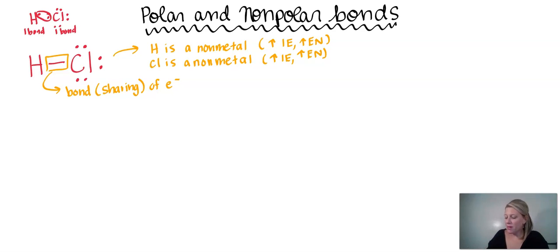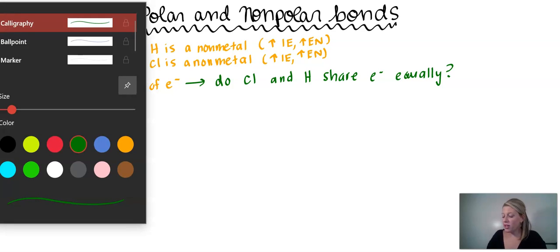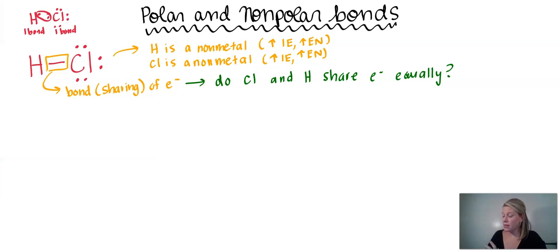And so the question becomes, how do I know if these are being shared equally? Do Cl and H share their electrons equally? How are we going to figure that out? We have to backtrack to the periodic table unit for a moment and talk about one of our trends from the periodic table, which I'm sure you didn't think was going to come up in this unit, but actually it is most important in this unit, and that's electronegativity.